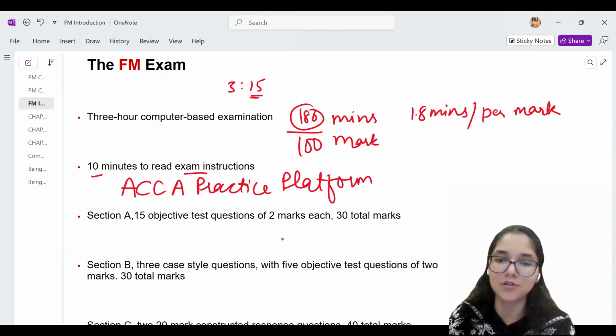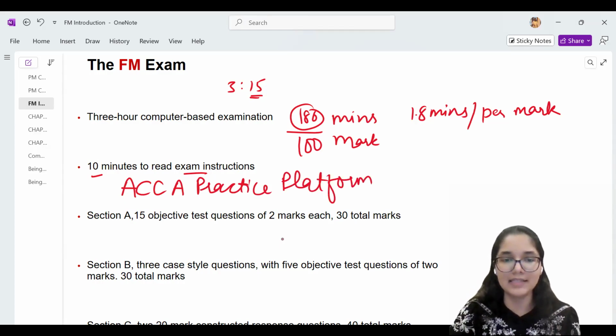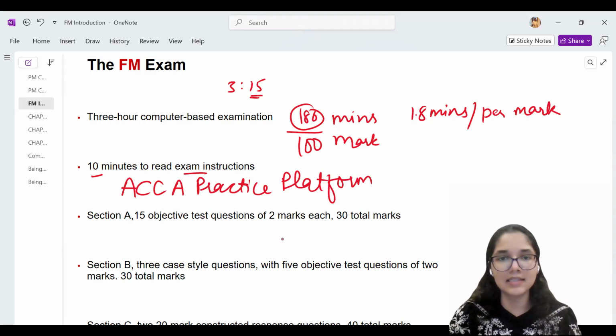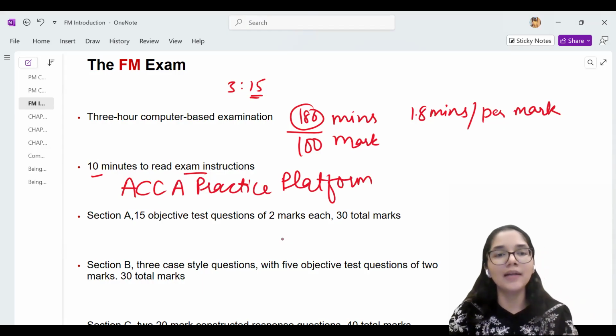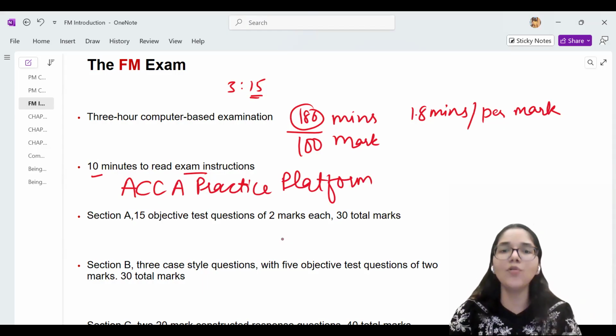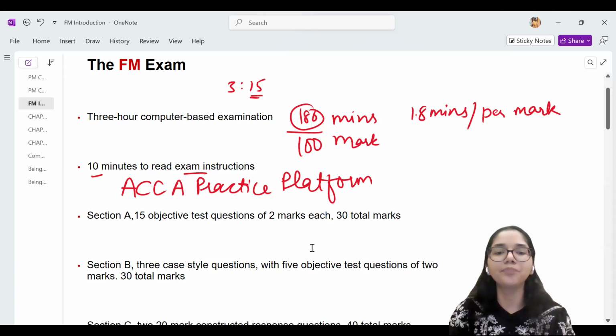The ACCA practice platform is one such resource which you get complimentary from the side of ACCA once you enroll with ACCA. Once you register as a student with ACCA, you get the access to this ACCA practice platform. The access is very easy. You just have to use your credentials, your My ACCA ID, along with the password that you set for yourself. The same login ID and password you can use to log in to the ACCA practice platform also. Because we will be getting familiar with the practice platform, we will not be spending too much time in the exam to understand the software because we will already be aware about the software.